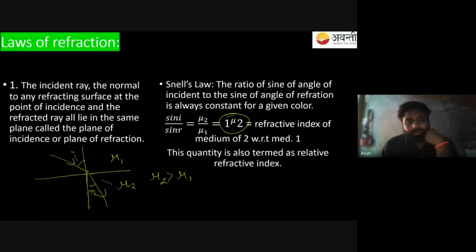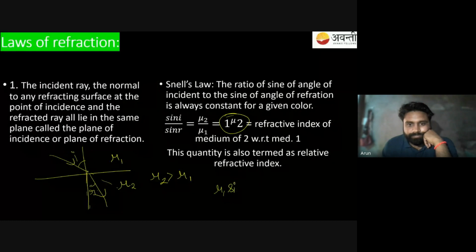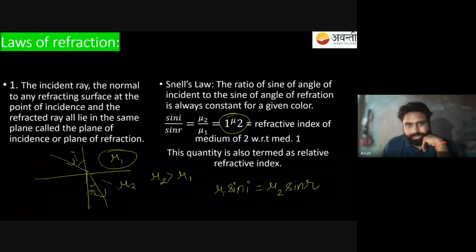So for applying Snell's law, what can we do? We can write mu1 sin I is equal to mu2 sin R. Just multiply the angle of incidence with the respective refractive index, and the angle of refraction with its respective refractive index. Okay, that is it.